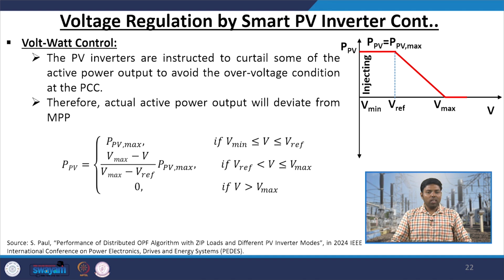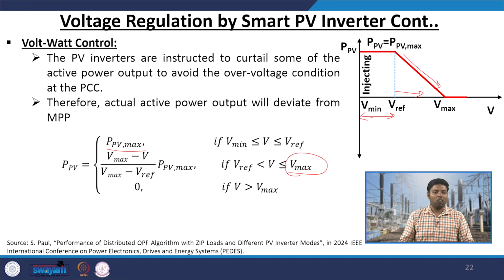Now, again by looking at the PCC voltage, you can control the active power support as well. Whenever your voltage is between the minimum voltage limit and the reference voltage limit, you give your maximum power. You need not think of it. But whenever your voltage goes up from the reference value, then you have to reduce your active power output. Then you have to deviate from the maximum power point operation and operate at a lesser power point, and you can decrease that linearly until your maximum allowable voltage.